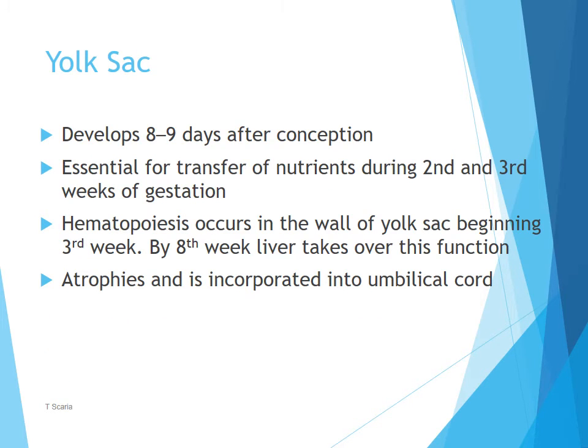Now we need to know a little bit about the yolk sac. The yolk sac develops 8 to 9 days after conception. The yolk sac is essential for transfer of nutrients during the second and third week of gestation. Hematopoiesis occurs in the walls of the yolk sac beginning in the third week. By the 8th week, the liver takes over this function and the yolk sac atrophies and is incorporated into the umbilical cord.